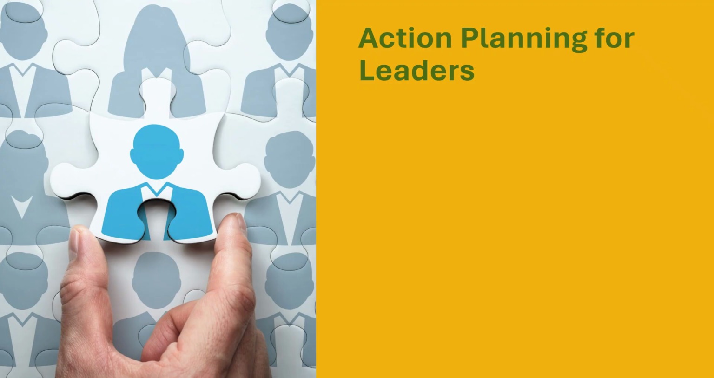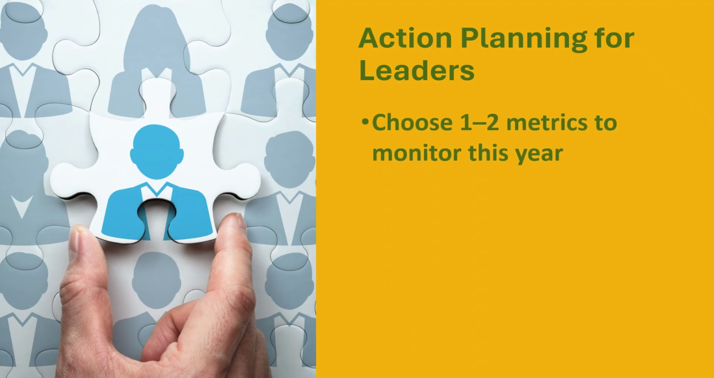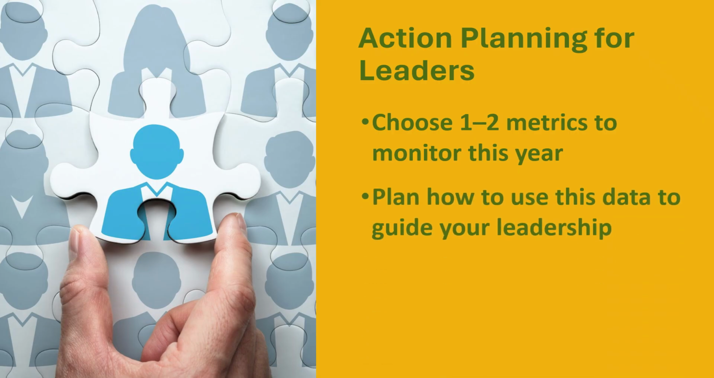As leaders, action planning is crucial for driving progress and improvement. So let's focus on 3 of the key steps. First, choose 1 or 2 specific metrics to monitor this year. Selecting the right metric is important because it helps you focus on what's most important and to track your progress effectively. The second thing to consider is plan how to use data from these metrics to guide your leadership decisions. This data-driven approach will help you to make informed decisions that can positively impact your team and the broader organization.